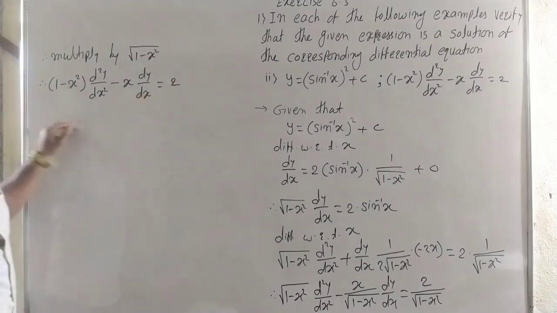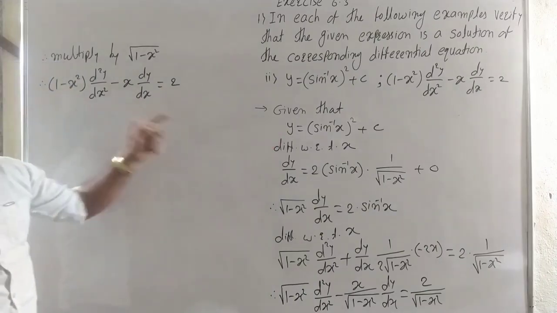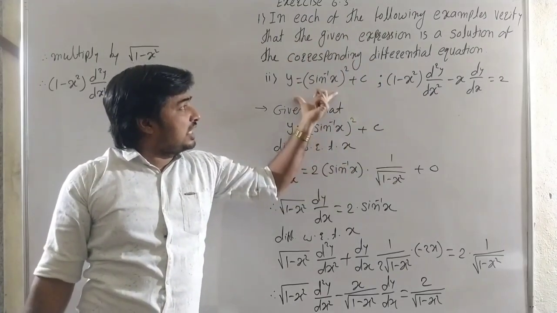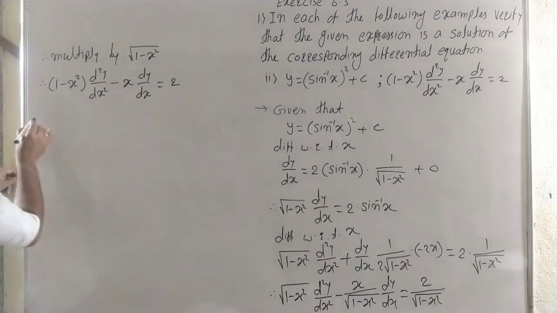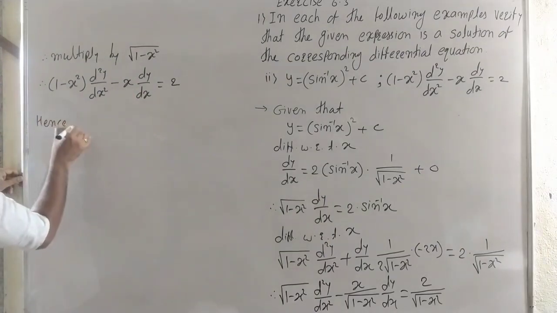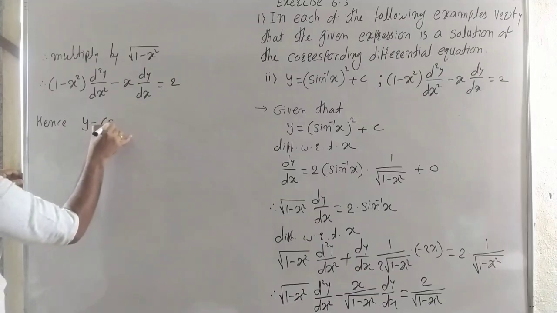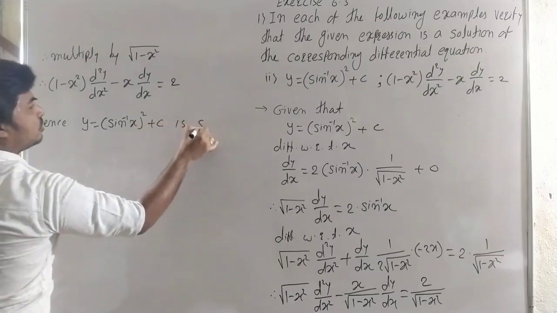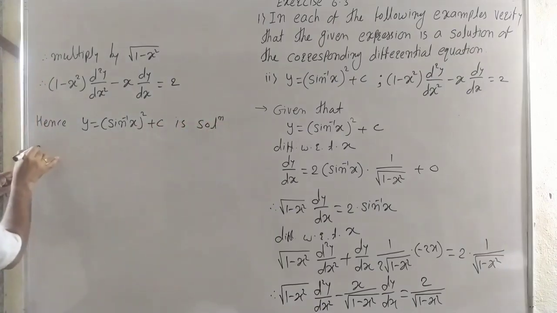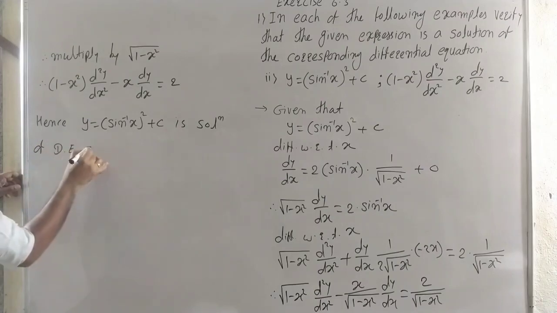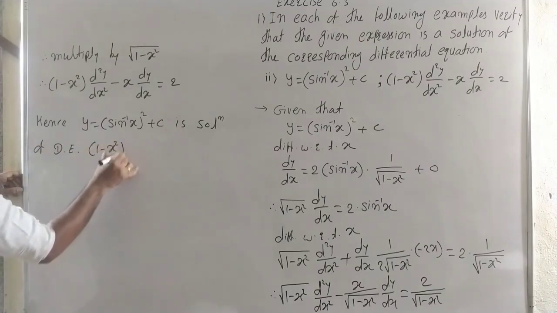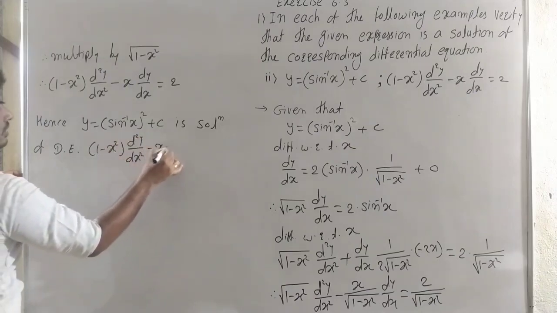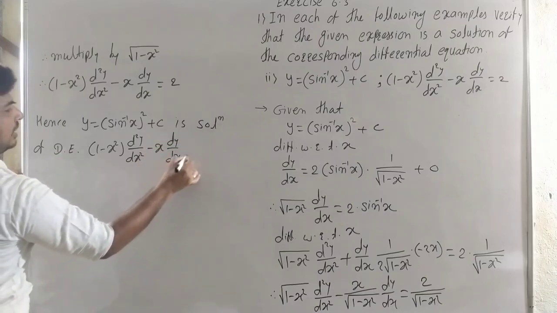Okay. And now from this expression we get this differential equation. That means this expression is a solution of this differential equation, and hence we can write y is equal to (sin inverse x) whole square plus c is a solution of the differential equation (1 minus x square) d2y by dx2 minus x dy by dx is equal to 2.